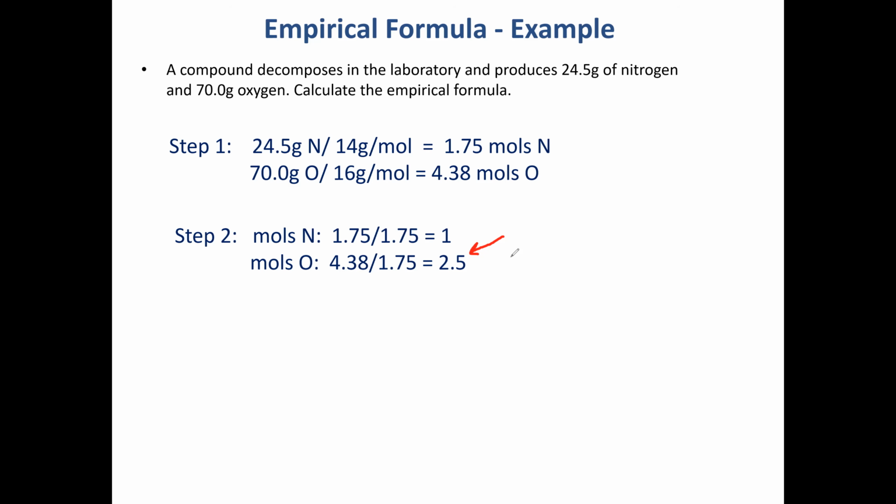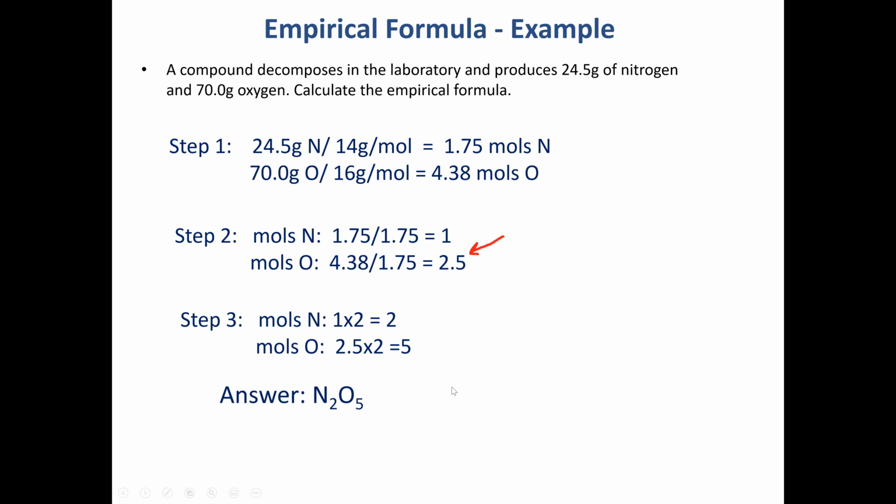Different books may use different ranges. Different professors may use different ranges. But for example, 2.5, 1.25, 1.667, 1.33, all of those you can't round. And so now we need to multiply both the ratio of nitrogen and the ratio of oxygen to get these as whole numbers. We multiply by 2 because it's a half, and we get rid of the decimal. So now we have the empirical formula N2O5, dinitrogen pentoxide.